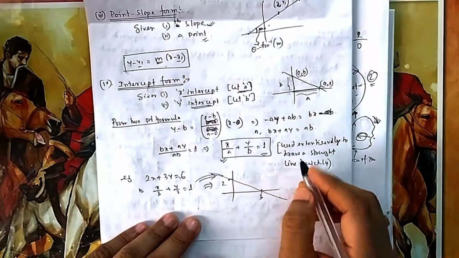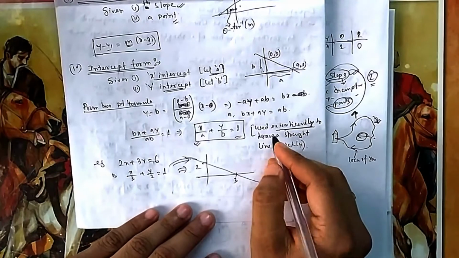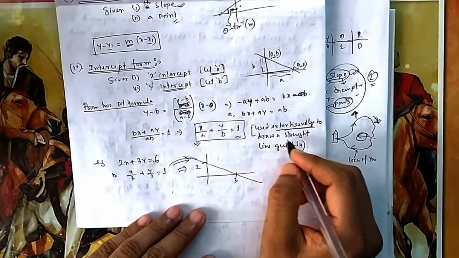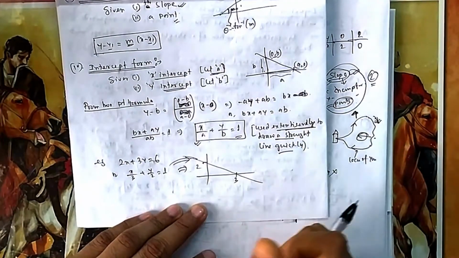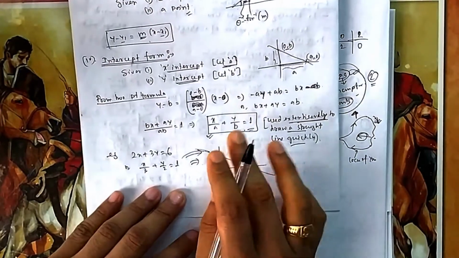So what is the use of this one? This is used extensively. We will use it in lots of other cases, but this is also one case. So that's why I'm mentioning, to draw a straight line quickly. Suppose you want to draw a quick line very fast, then this method is very useful.